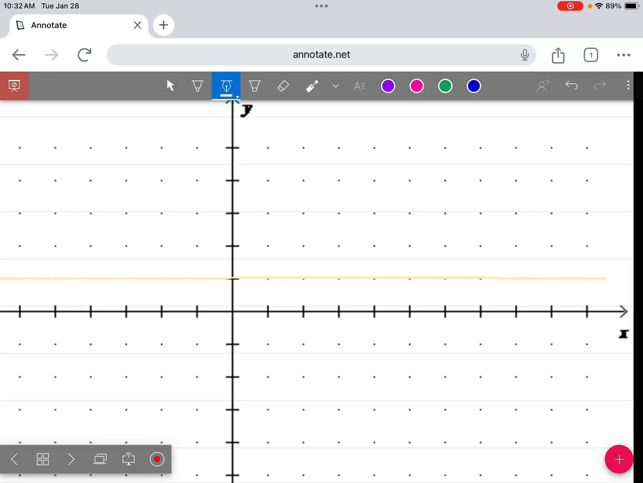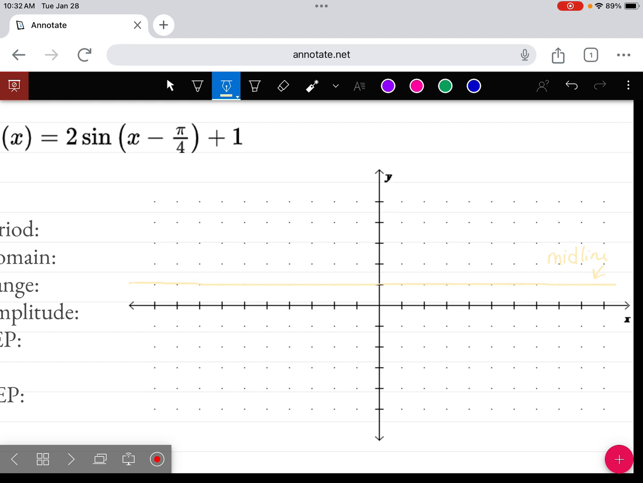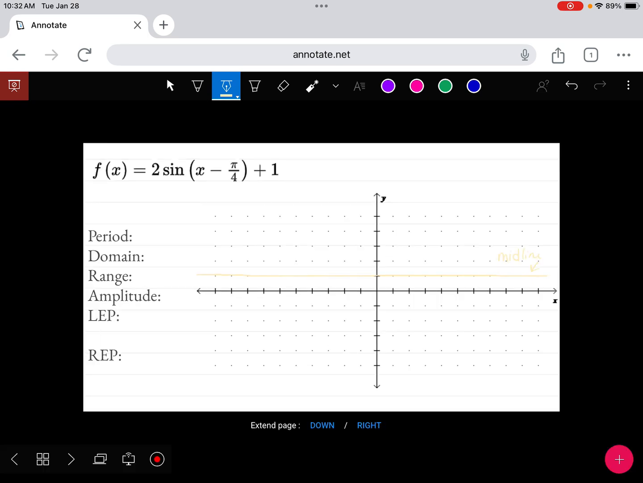Because we need to go up 1, all of my zeros are on this. This is my midline, that's what we call it. Again, it's not a huge deal, but it is where we're going to plot all of those zeros that we find. Our left endpoint, our right endpoint, the zero that's in the middle, they go on the midline. Everything after that is identical to what we just did on the previous ones.